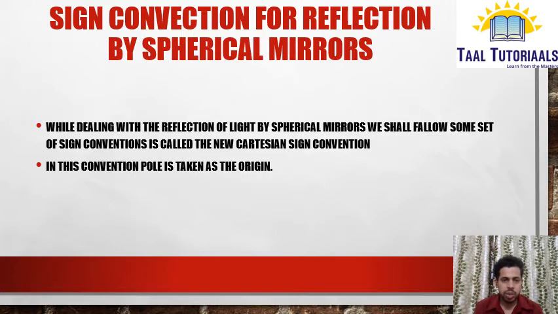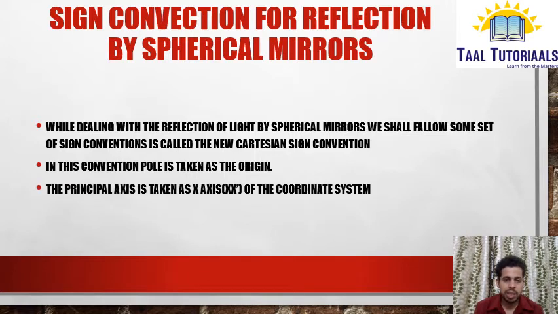So in Cartesian sign convention, the Cartesian axis, you know, x-axis, y-axis, and the pole O, all this you know, right? The same thing we are going to use here, but here we use the pole as the origin, and the principal axis is taken as the x and x dash axis of the coordinate system.